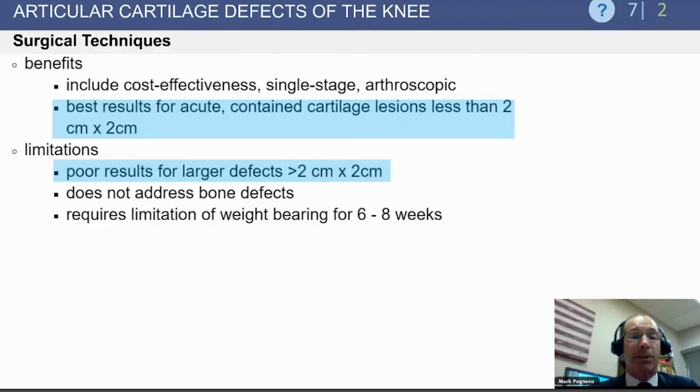The benefits, it's a simple procedure to do, but again, it does have poor results for the bigger defects. So if you have something between basically 1 square centimeter and 2 square centimeters, then microfracture makes sense. Less than 1 square centimeter, you should probably just do nothing. And beyond 2 square centimeters, you should be thinking of something that's more definitive for addressing that bigger defect.